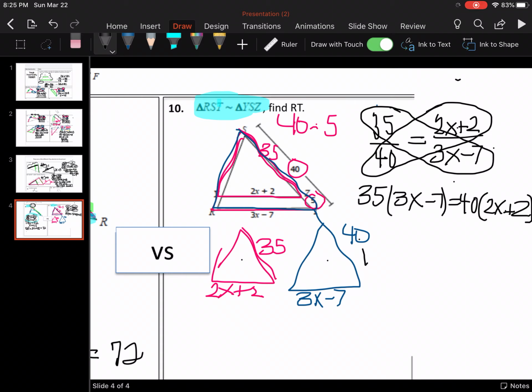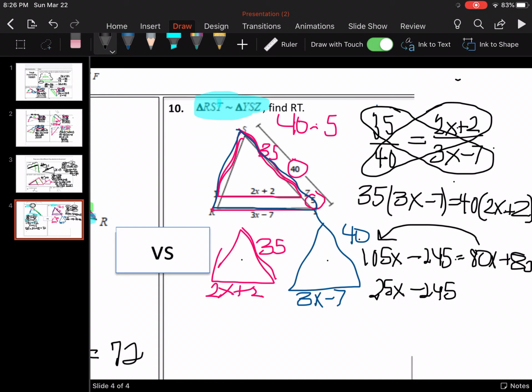Okay, so that was 105x minus 245 equals 80x plus 80. I'm going to bring the 80 to the 105 by subtracting it. So that gives me 25x minus 245 is equal to 80. Add the 245, which means 25x equals 325. Divide by 25, x is 13, but slow your roll.